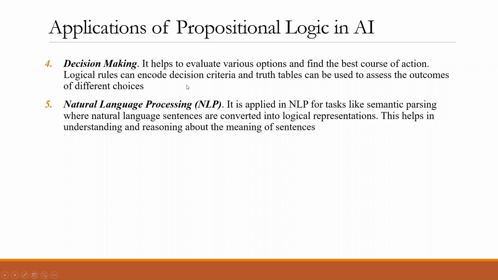Decision making. It helps to evaluate various options and find the best course of action. Logical rules can encode decision criteria, and truth tables can be used to assess the outcomes of different choices. Natural language processing. It is applied in natural language processing, or simply put NLP, for tasks like semantic parsing, where natural language sentences are converted into logical representations. It helps in understanding and reasoning about the meaning of sentences.